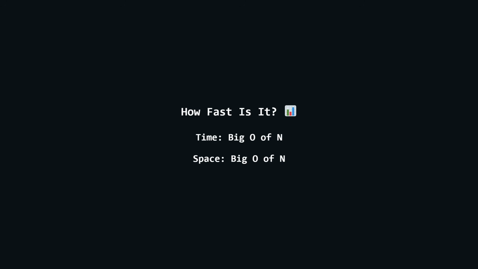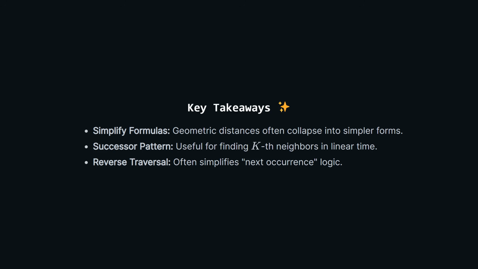In terms of performance, this is very efficient. We only loop through the list twice, which is order n time, where n is the number of items in our nums list. We use some extra space for the next array and the dictionary, so the space complexity is also order n. Every problem should teach us something. Here, we learned how to simplify a complex-looking absolute value formula. We also saw how a successor array or linked list style pointers can help us jump across a list to find specific patterns quickly.